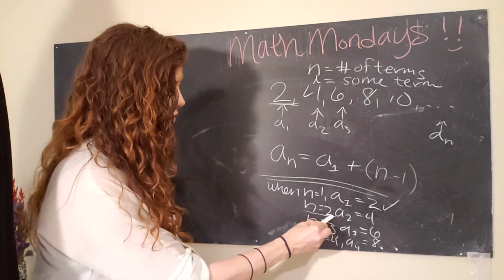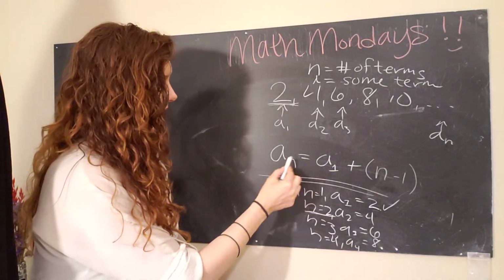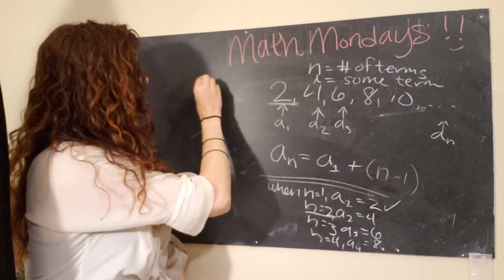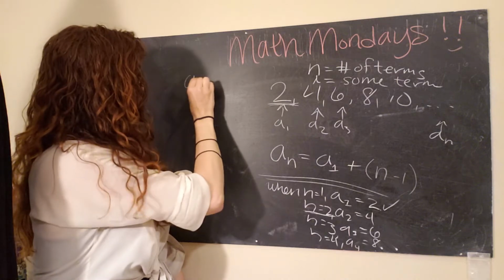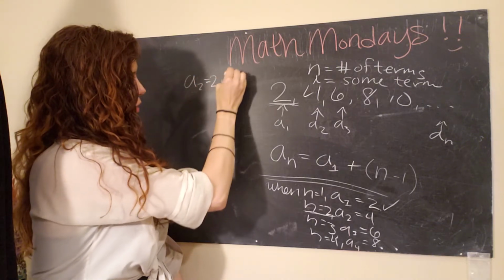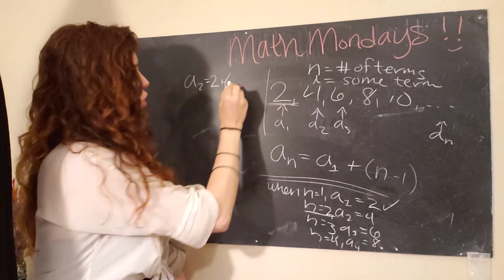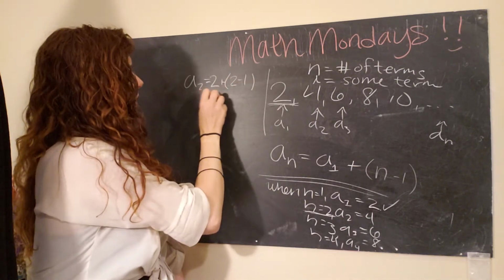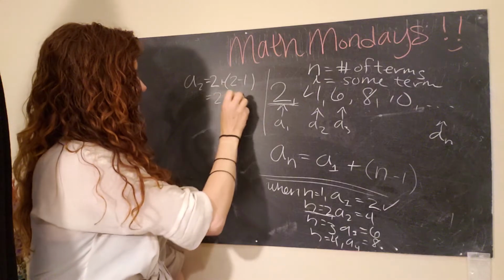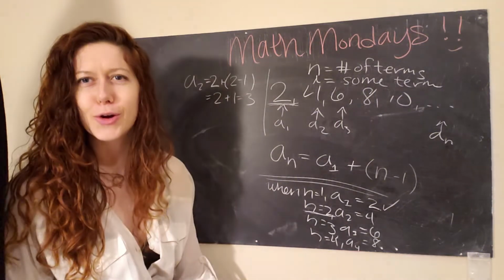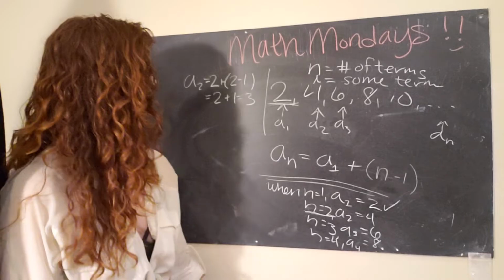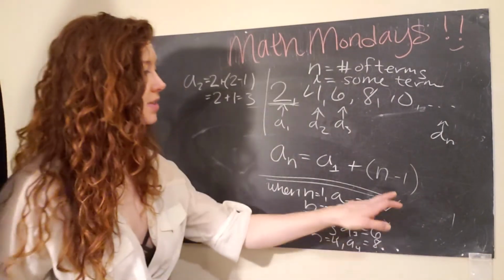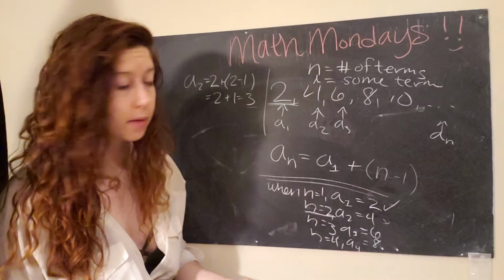What about when n equals 2? Okay, well, when n equals 2, can you all see it up here? Yeah. Okay, so when n is 2, a2 equals 2 plus 2 minus 1, equals 2 plus 1 equals 3. Oh, foo! That didn't work. So we are 1 off. So we need to add something else to this to make it work.